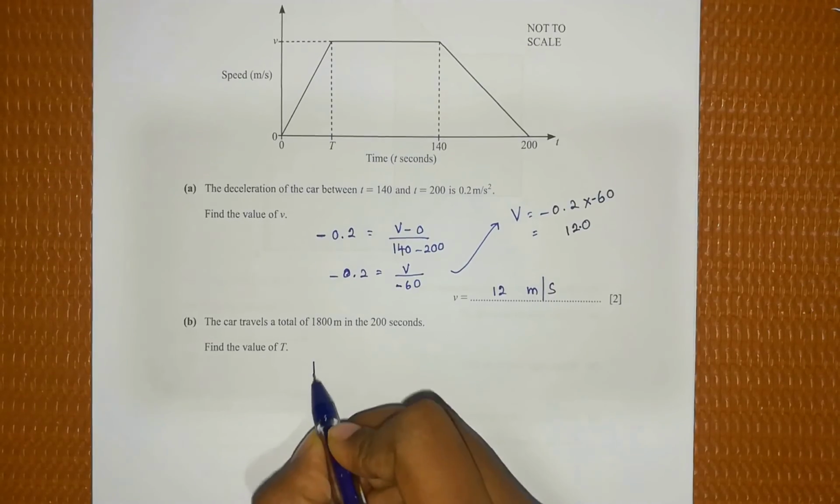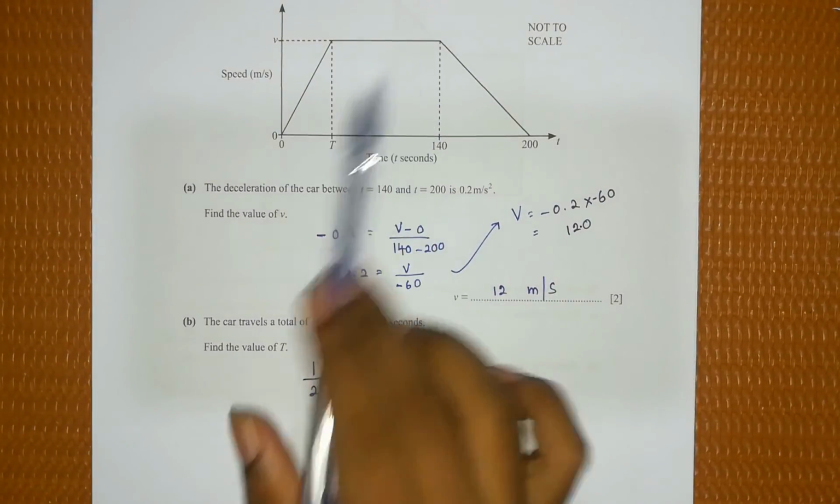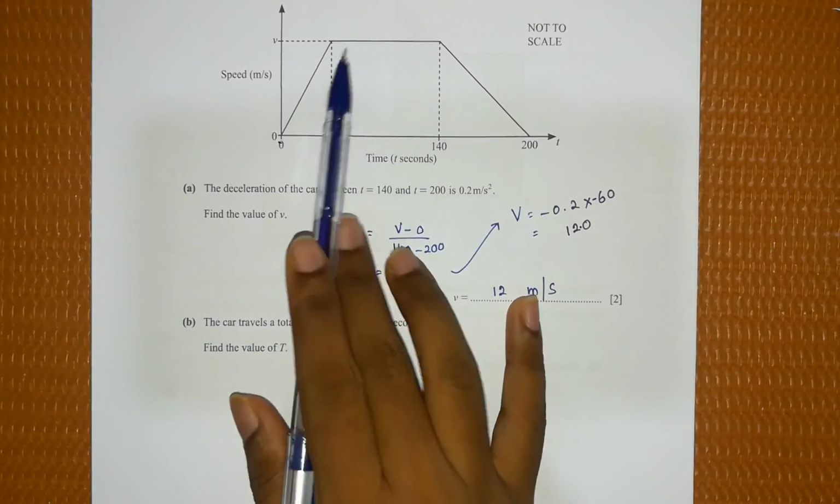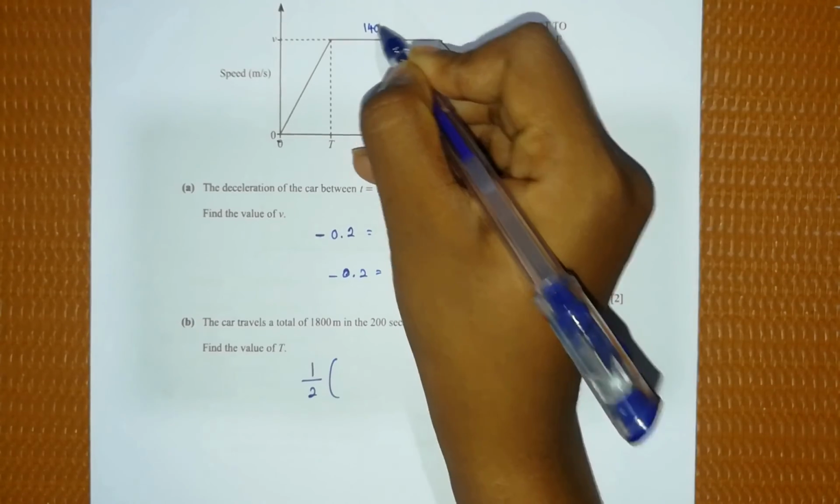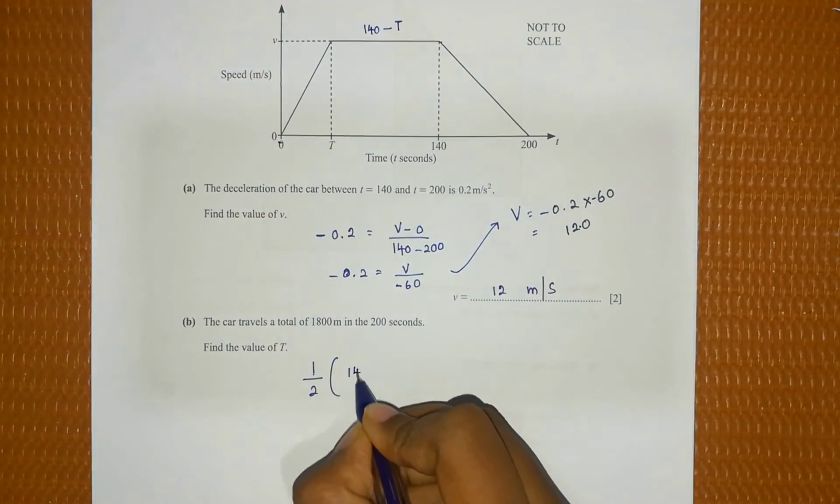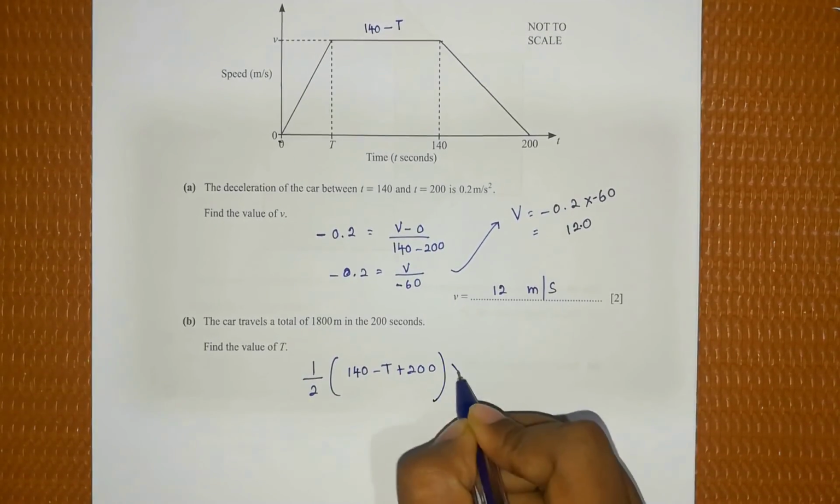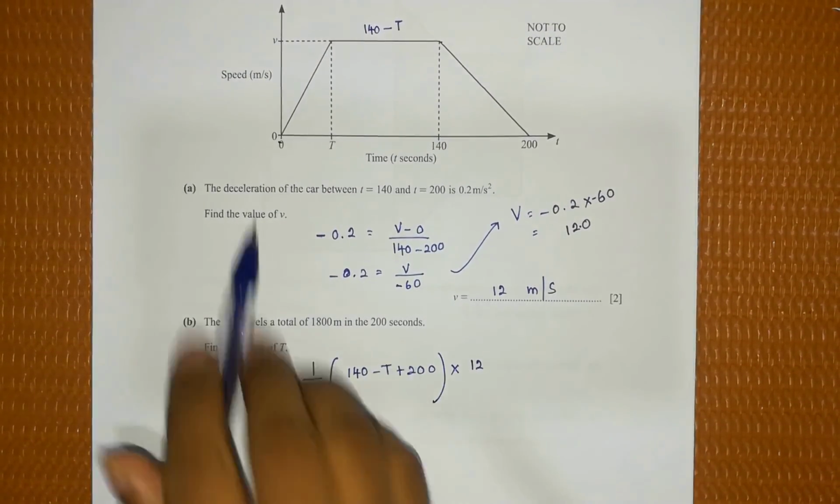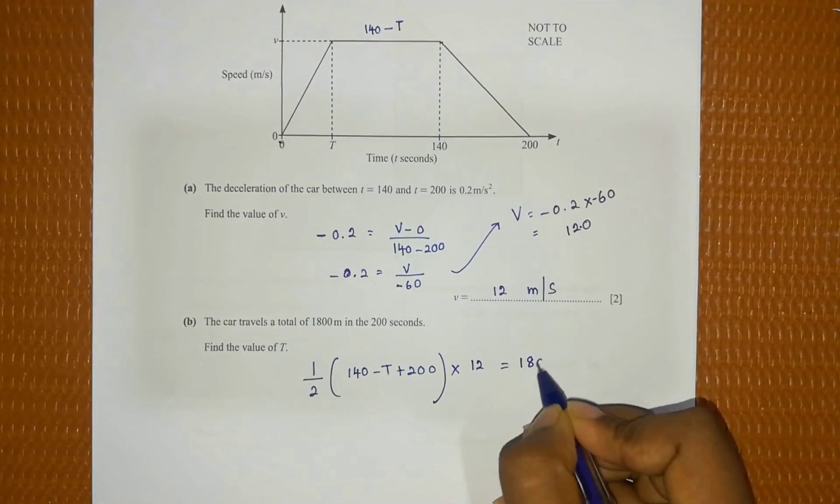So, half into the sum of the parallel lines. So, here 200, here 140 minus t. That is the distance. Into the height is 12. We found the speed as 12 and that equals 1800.